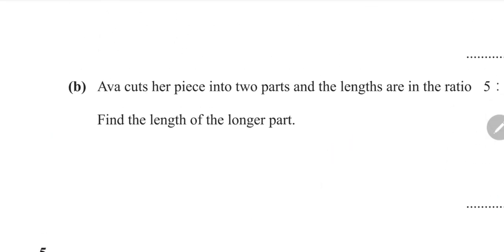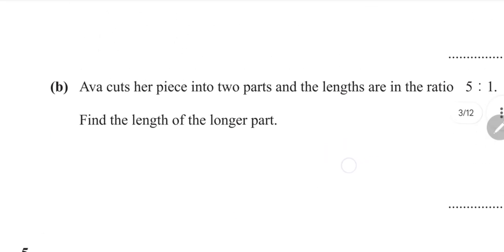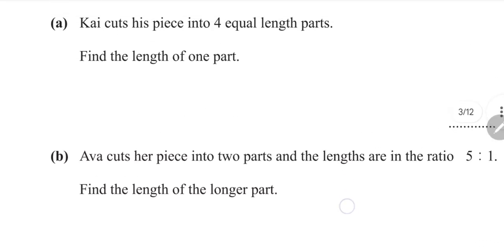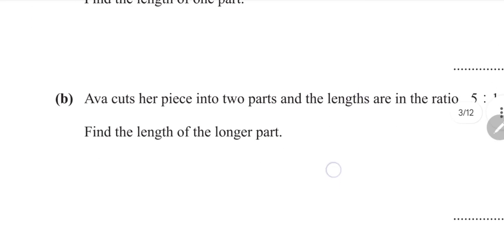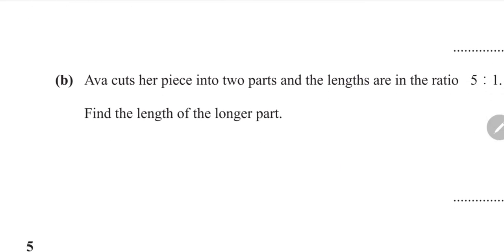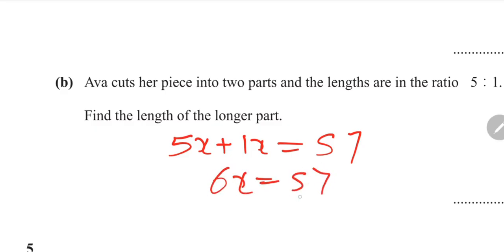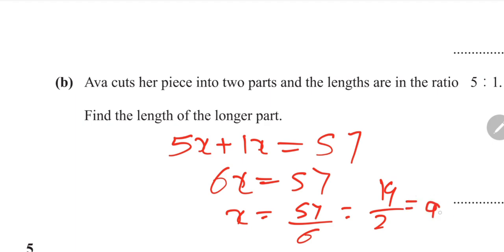Ava cuts her piece into 2 parts and the lengths are in the ratio of 5:1. Then find the length of the longer part. So it is cut into 2 parts and 57 is given. The ratio is already given: 5x plus 1x, so the total is 6x. 6x is equal to 57, so x is equal to 57 over 6. Both are divided by 3, giving 19 over 2. So when you divide it, it's 9.5.